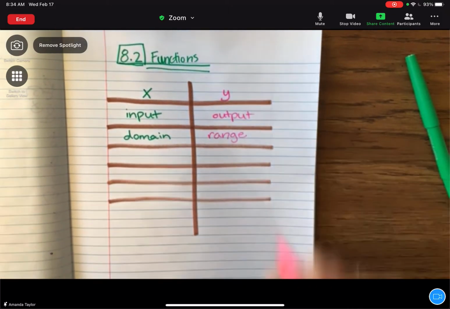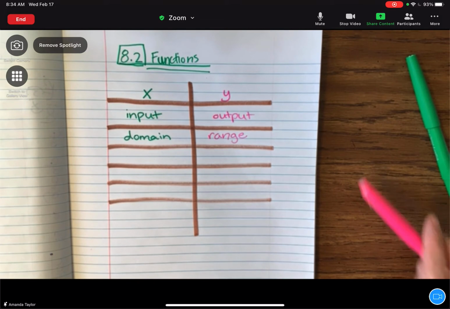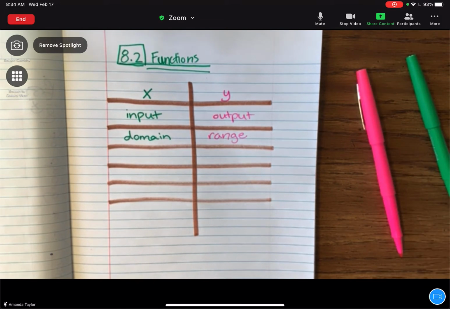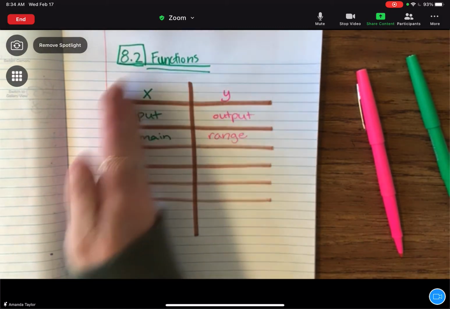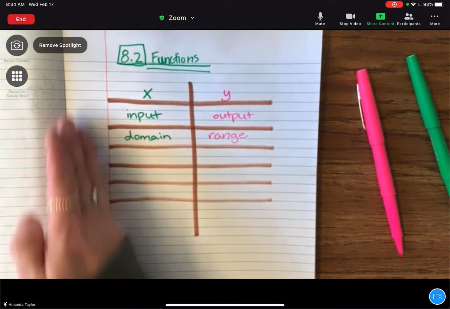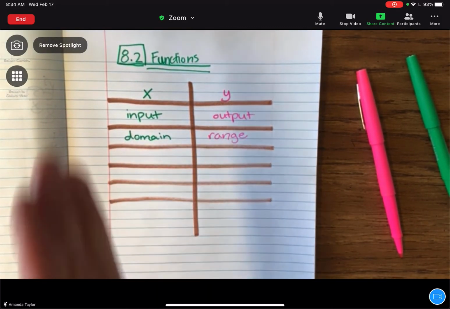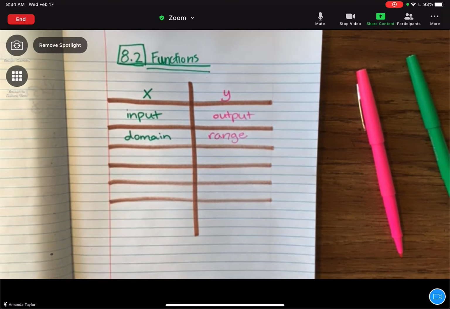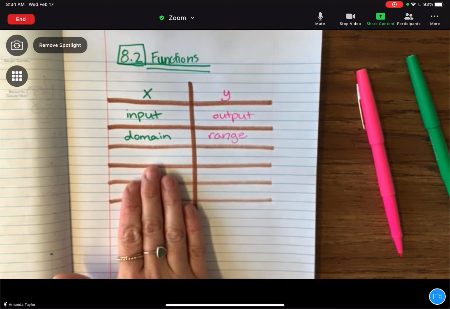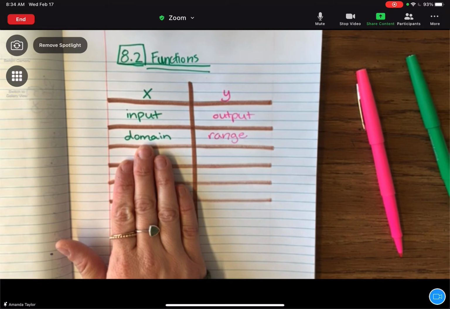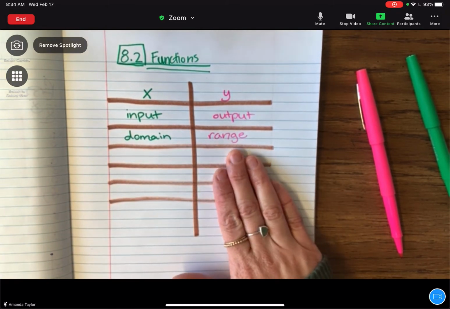Range. Okay, the only one that did was input and output. Domain. So all of these things we're putting on the left side in green, those are X values, input, domain. So if I ask you what's the domain of the relation, you're going to list me out the X values. If I said what's the range of the relation, you're going to list me out the Y values.